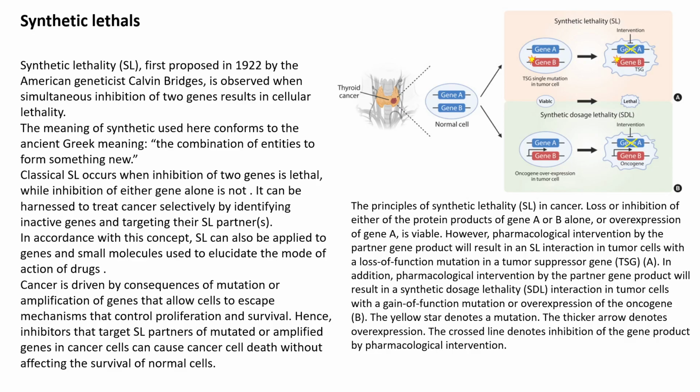So pharmacological intervention by partner gene product will result in a synthetic dosage lethality interaction in tumor cells with a gain of function mutation or overexpression of the oncogene. Basically, the concept I explained: you have a tumor suppressor gene which is mutated. Now you want to kill off the cancer cell. You find its synthetic lethal partner and you knock both of them out to kill the cell. So that's the whole idea of synthetic lethality.